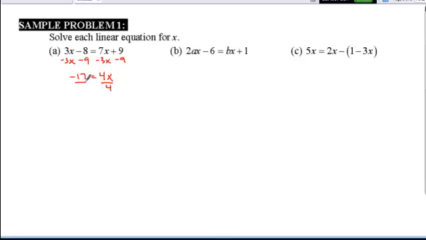And so my final step is to isolate my x completely. And so I get a negative 17 over 4. Okay.